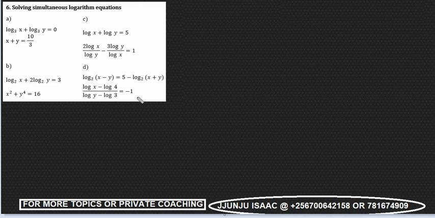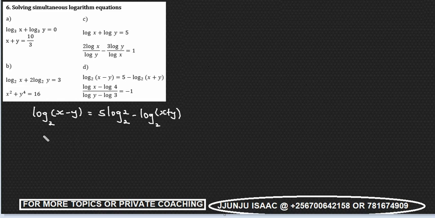Let us see the last part here. Now in this question we have log base 2 of x minus y equal to 5 minus log base 2 of x plus y. So I can rewrite it as log base 2 of x minus y equal to 5. Now we know that log base 2 of 2 is 1, because I want to create a log on this constant here. So minus log base 2 of x plus y.